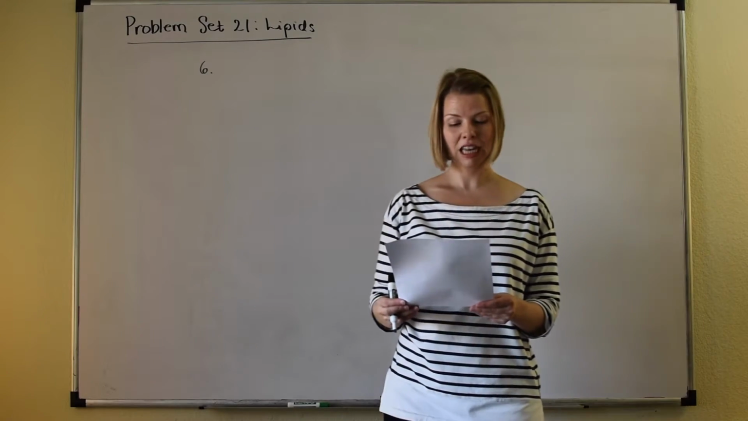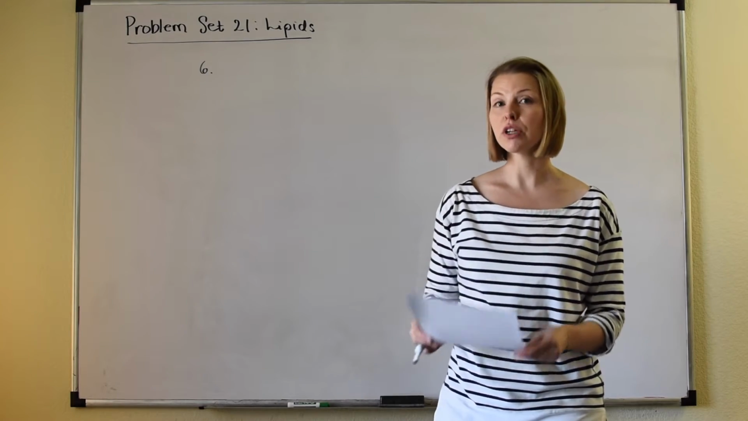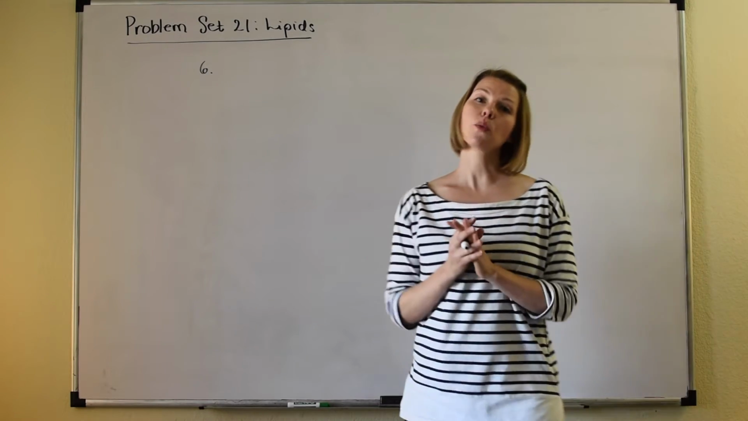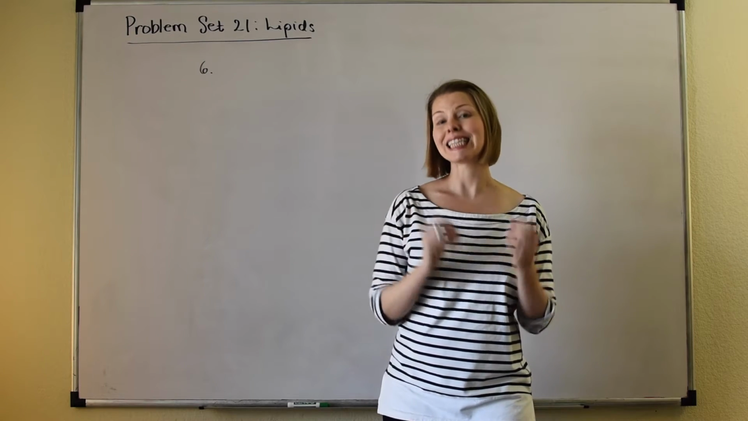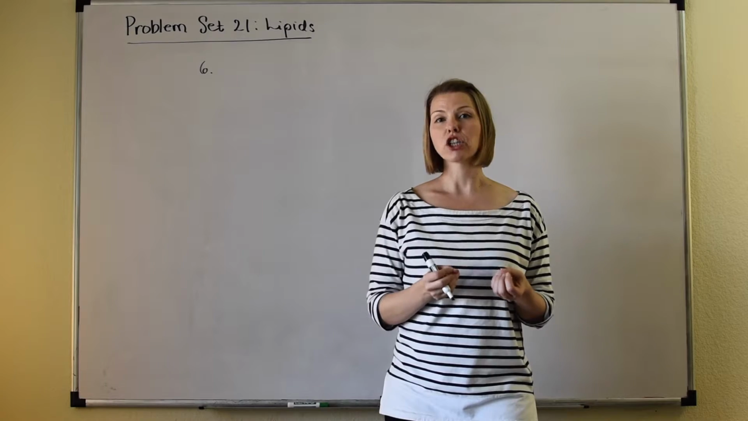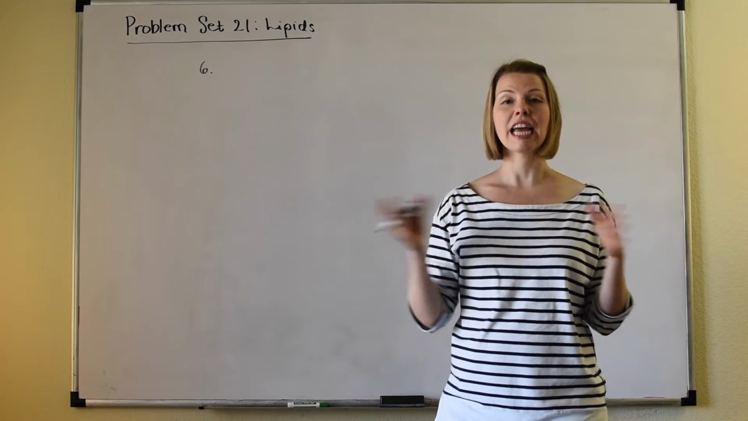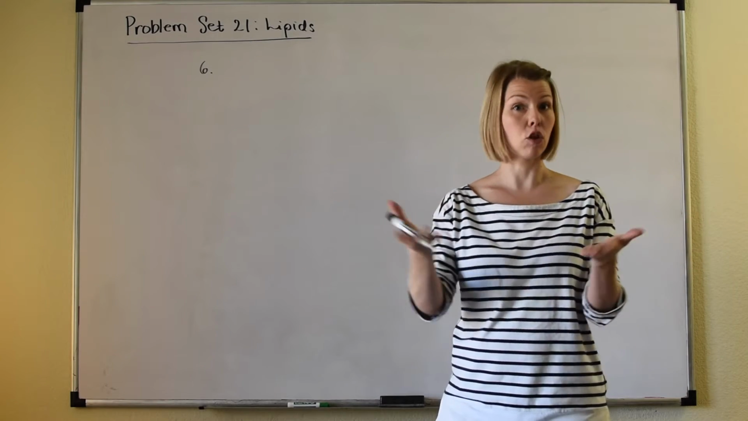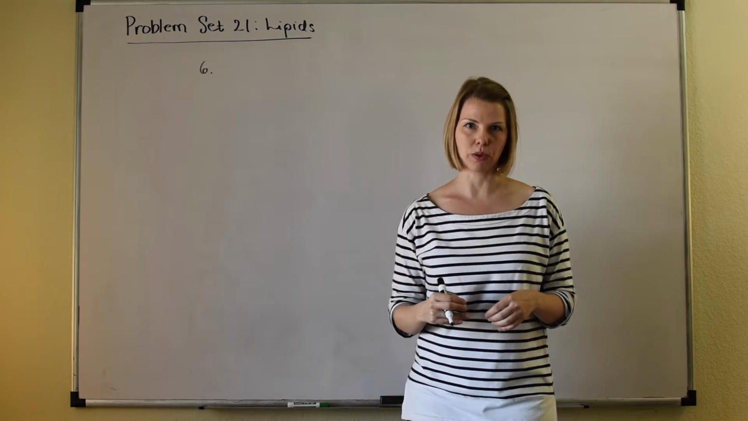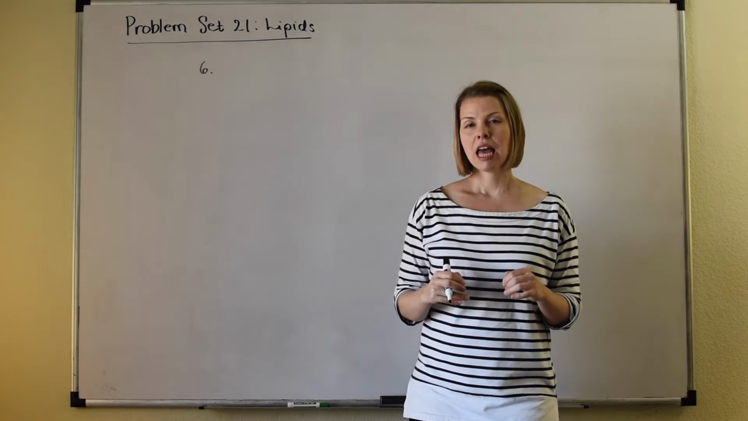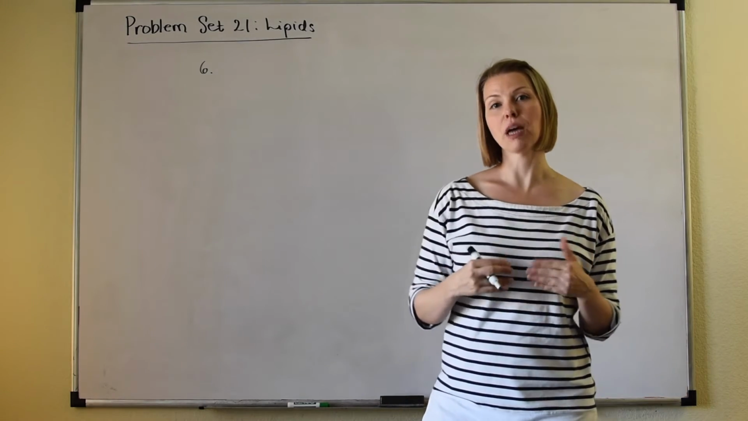Number 6. What type of fatty acids contain multiple double bonds? Okay, so we know that there are different types of fatty acids. We know that there are saturated fatty acids, which are saturated with hydrogen, and therefore their hydrocarbon chains contain just carbon-carbon single bonds, like lauric acid in the last problem. And we know that there are unsaturated fatty acids. Those are fatty acids that contain 1 or more carbon-carbon double bond.